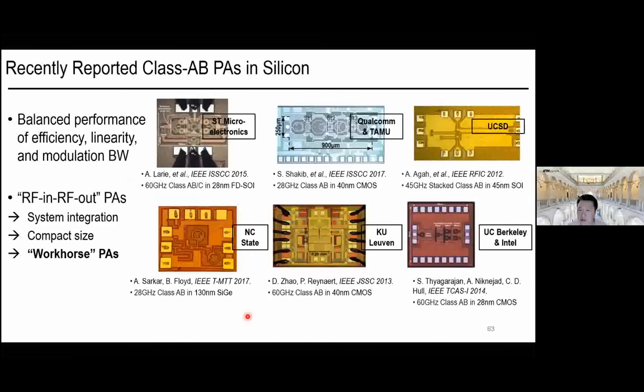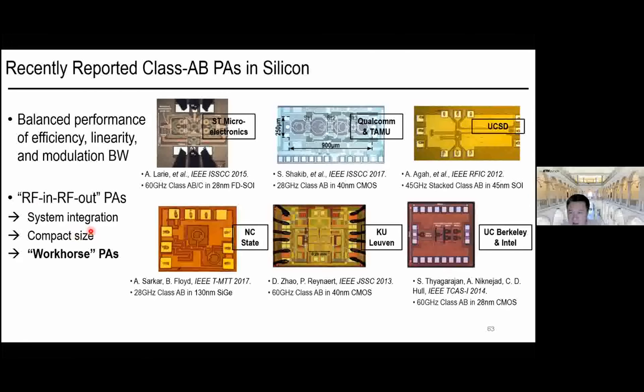The research in silicon-based millimeter-wave PAs really started roughly in the early 2000s. The basic class AB PAs, since then and still till now, are the mainstream PAs in most of the millimeter-wave systems. So I'm showing some of the class AB PAs here as example designs. They offer good balanced performance in terms of efficiency, linearity, and modulated bandwidth. They are also called RF-in, RF-out PAs with no need for any real-time controls.